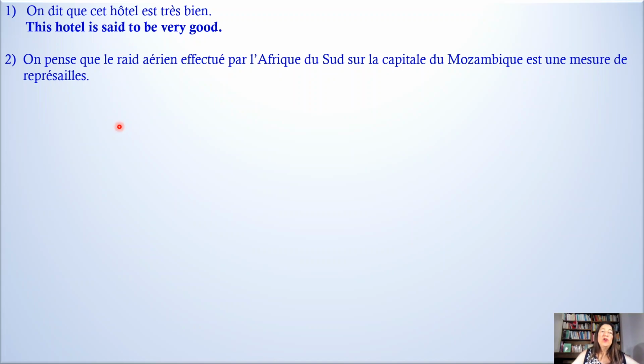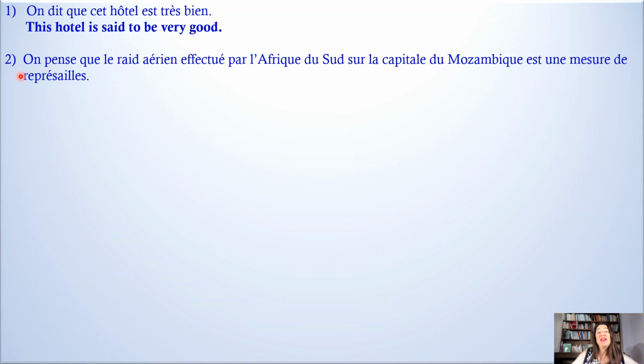Next sentence: "On pense que le raid aérien effectué par l'Afrique du Sud sur la capitale du Mozambique est une mesure de représailles." So obviously, this sentence is very long and you might be impressed by the number of details that you have to deal with. But the main thing is to remain calm and look at what needs to be translated. So the first difficult point here is "on". So again, we analyze it, and what does it refer to?